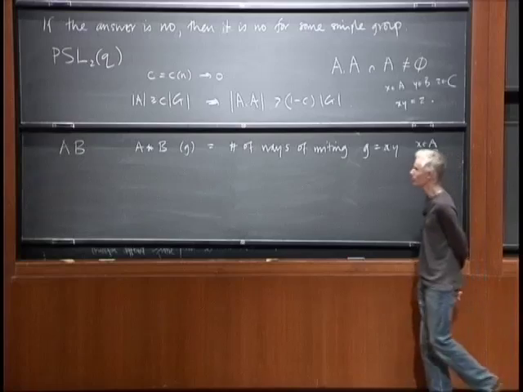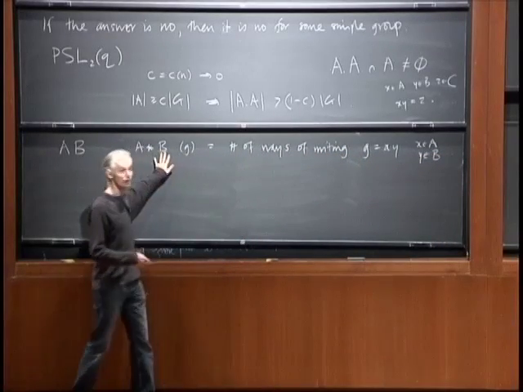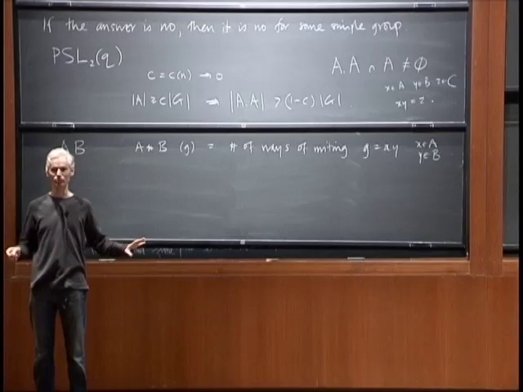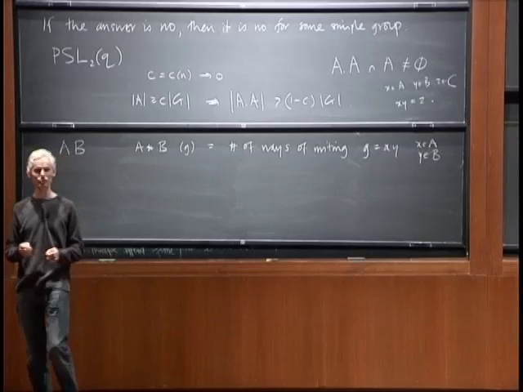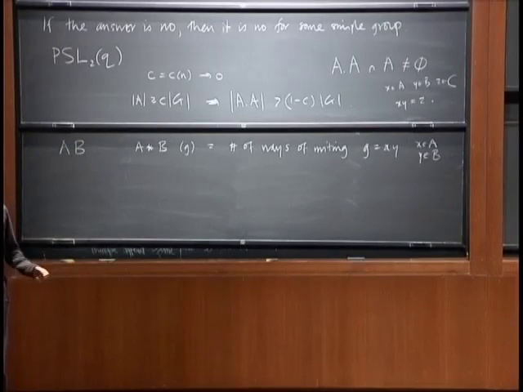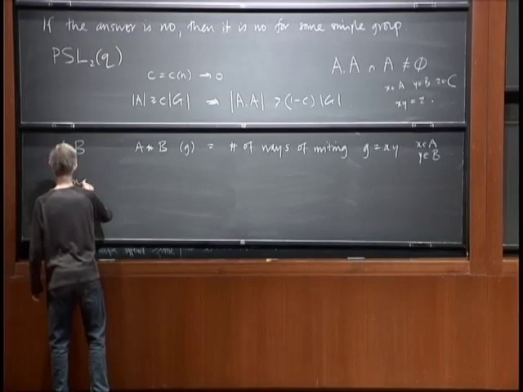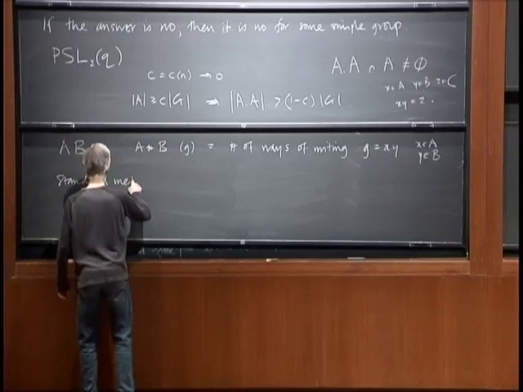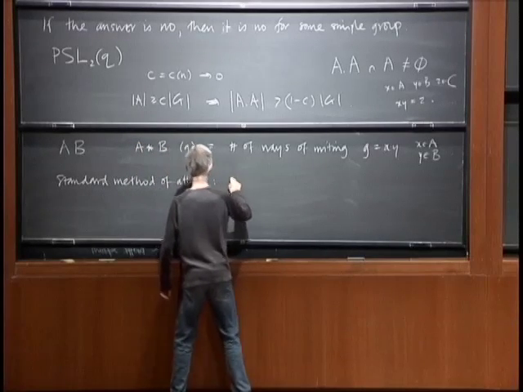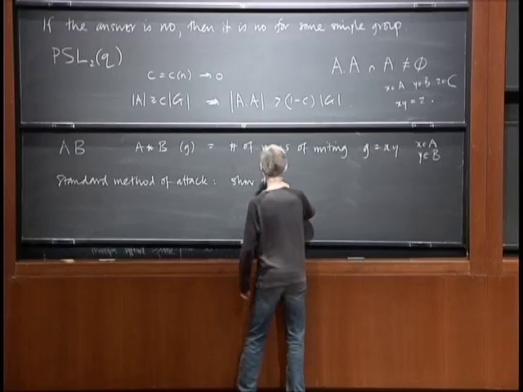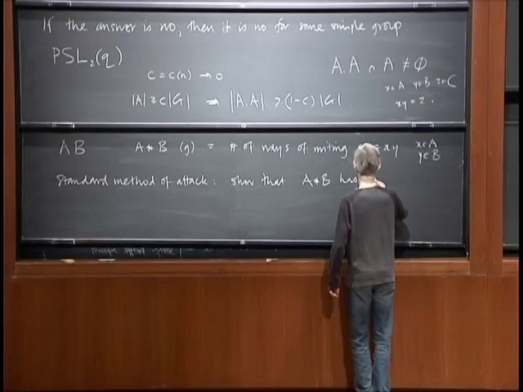So if we want to show that AB fills up almost all the group, one way of doing that is to show that this convolution is roughly constant. And if it's roughly constant, it can't be zero too much of the time. And the sense of roughly constant is that it should have small variance. So the standard method of attack is to show that A star B has small variance.